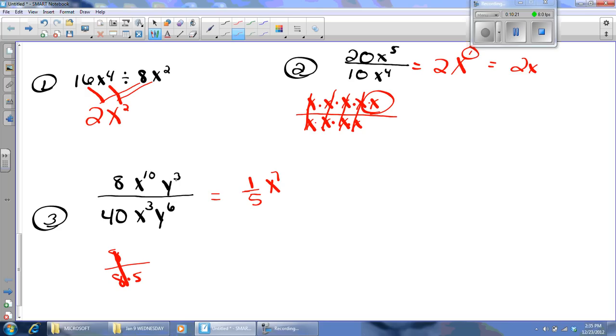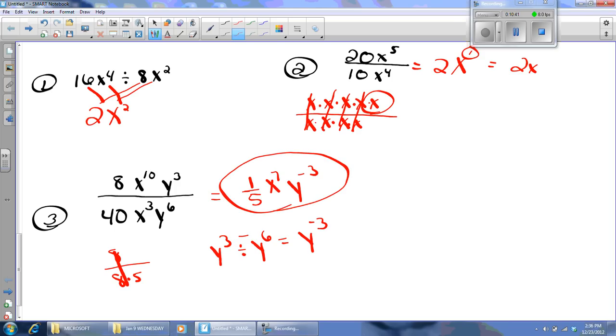Y to the 3rd divided by y to the 6th is going to be y to the negative 3rd, right? Because 3 minus 6 is negative 3. And we're going to talk more about negative exponents in another lesson, but I just wanted to introduce that it could happen for you.